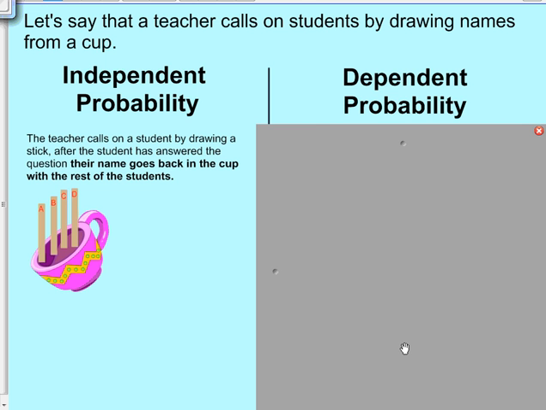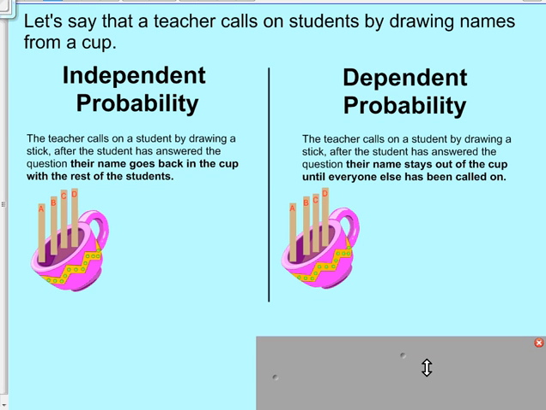An example of an independent probability is if a teacher calls on a student by drawing a stick. After the student has answered the question, their name goes back in the cup with the rest of the students. Okay, so you're putting something back. The difference with dependent probability is if the teacher calls on a student by drawing a stick. After the student has answered the question, their name stays out of the cup until everyone else has been called on. So they are not replacing it. Okay, so that's the major difference.